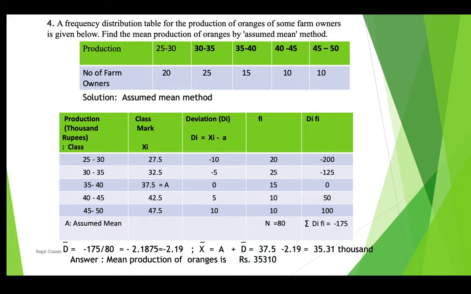Frequency distribution table for production of oranges, and it says to find the mean production by assumed mean method. So again we have listed out all the classes, then we have the class mark, and calculate the deviation. A is the assumed mean, capital A. Fi, Di Fi, and you get the mean as 35.31 thousand. So multiplied by 1000, it is 35,310.